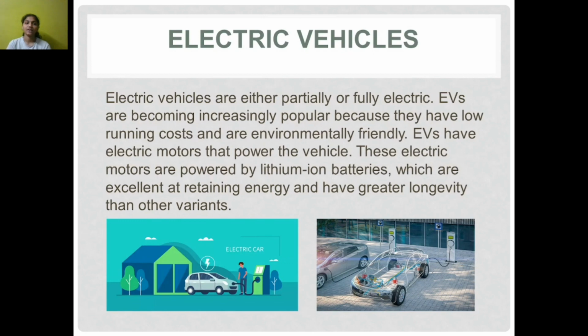Electric vehicles. Electric vehicles are either partially or fully electric. EVs or electric vehicles are becoming increasingly popular because they have low running costs and are environmentally friendly. Electric vehicles have electric motors that power the vehicle. These electric motors are powered by lithium-ion batteries, which are excellent at retaining energy and have greater longevity than other variants.